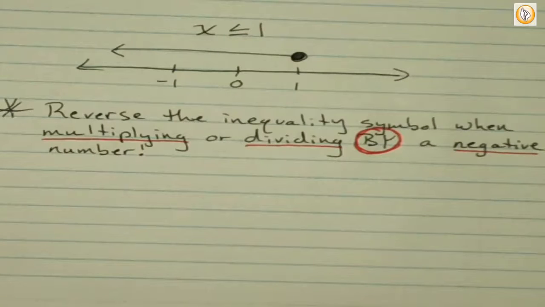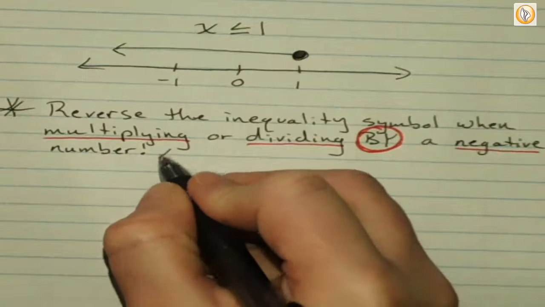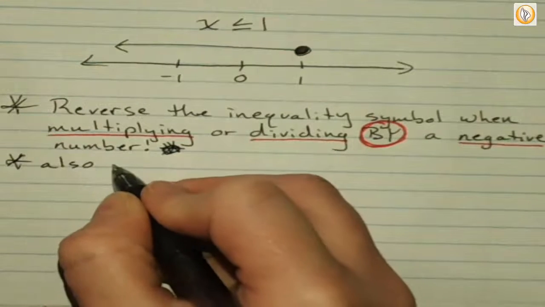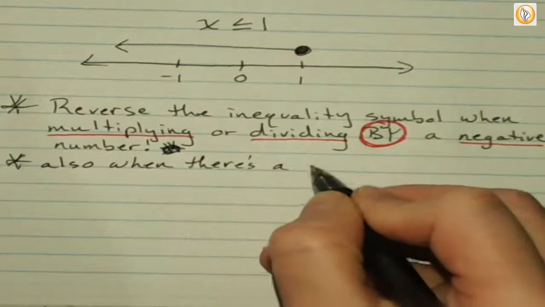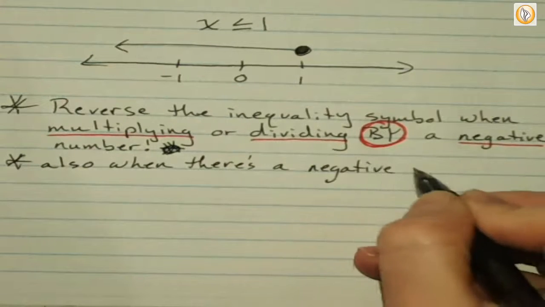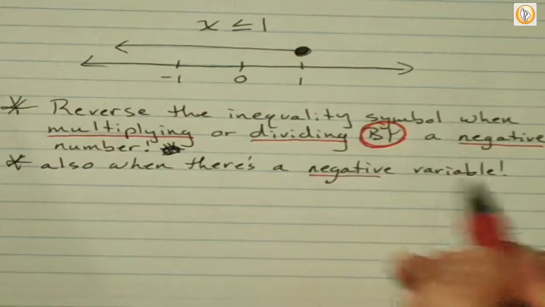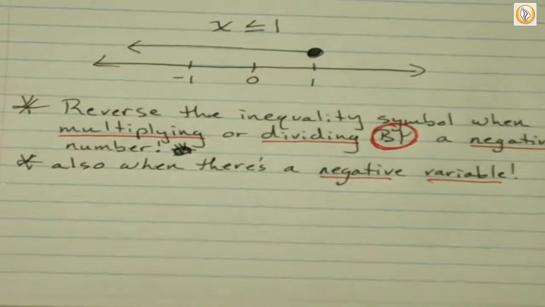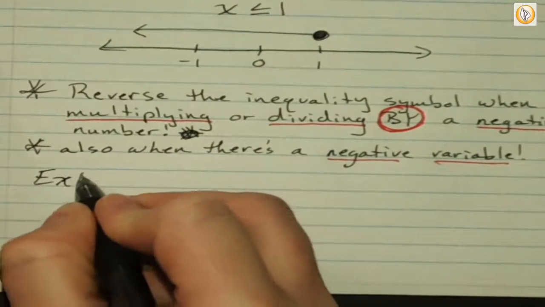And I'm going to show you some examples. And I'll put a little star here. Also, when there's a negative variable. So you're going to switch it when you are multiplying or dividing by a negative, or when there's a negative variable. And I'm going to show you an example.